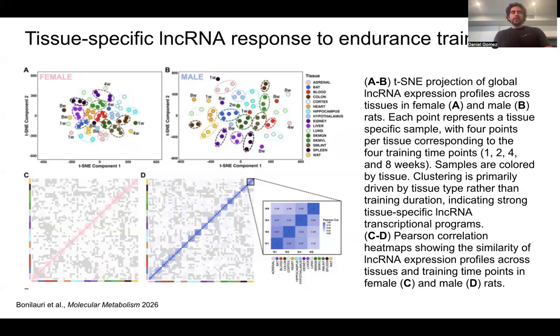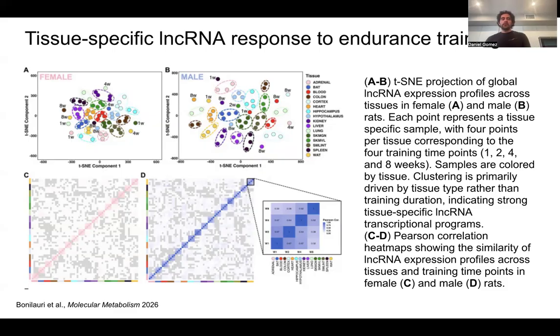And the same thing in the female, but it's more condensed, or closer together. So the males are kind of spread out and the females are together in this t-distributed stochastic neighbor embedding projection. And then in C and D, we have Pearson correlation heat maps showing the similarity of lncRNA expression profiles across tissues and training time points in female and male rats.